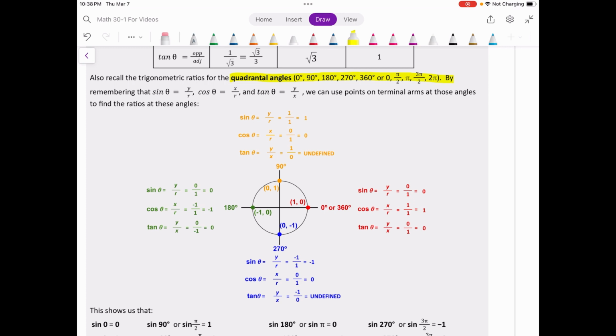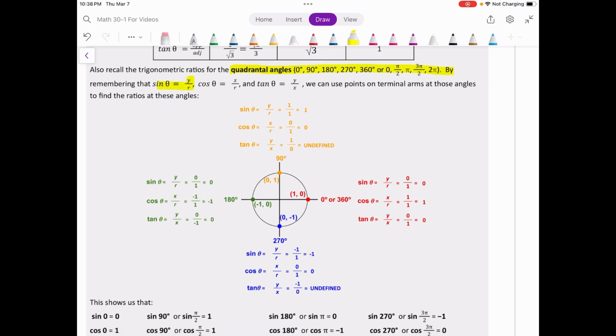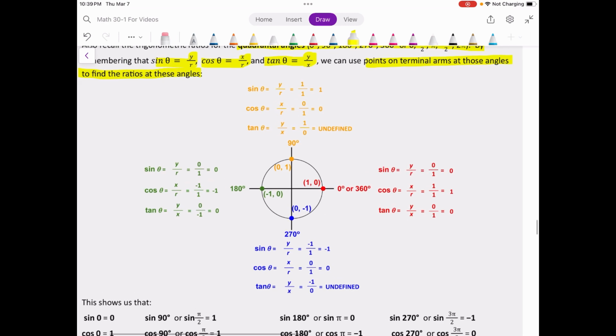So by remembering, don't forget, sine theta is just y over r, cos theta is just x over r, and tan theta is just y over x. We can use points on terminal arms at those angles to find the ratios at these angles, right? If you have any point on the terminal arm, well, then we can build a reference triangle and figure out that sine of that angle will be the y-coordinate of that point on the terminal arm over r, the radius, right? Or cos will be the x-coordinate over r, or tan will be the y-coordinate of the point over the x-coordinate of the point on that terminal arm. So we could technically use any point, but just to make the numbers even nicer to work with, let's make it on the unit circle.